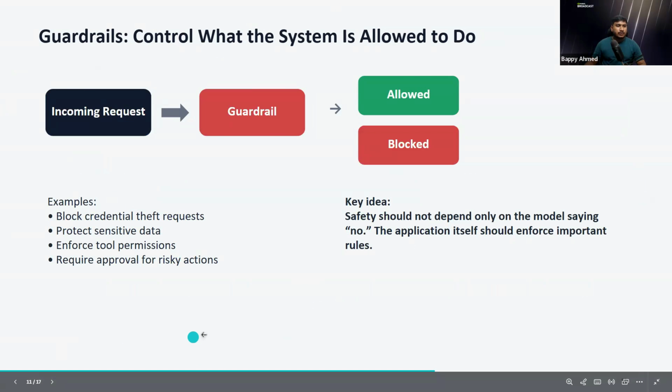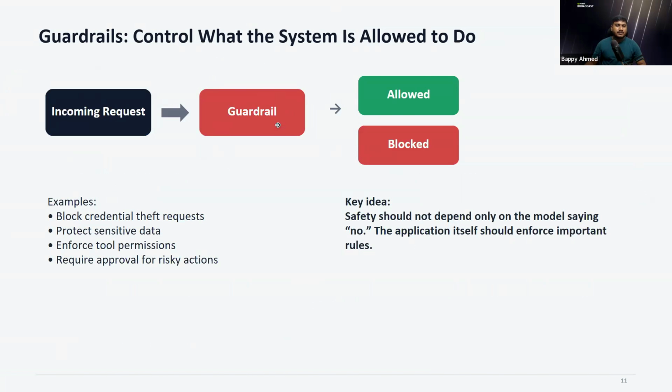Now, this is the guardrails control workflow. So for an incoming request, first of all, we'll apply the guardrails. If this matches our requirement, we'll allow it. Otherwise, we'll block it.